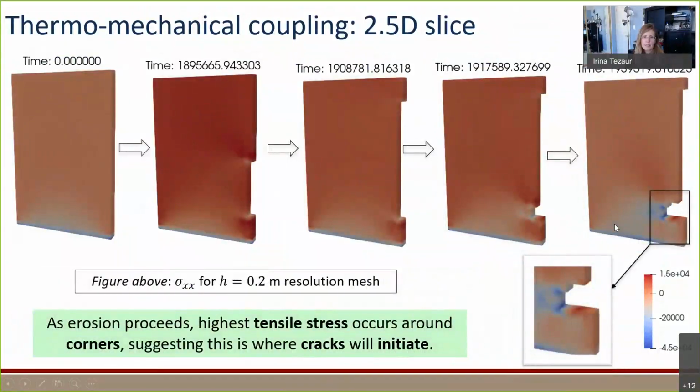This is showing the XX component of the Cauchy stress tensor. So what this basically shows you is where the failure is going to happen, where cracks are going to initiate. You can see that the highest stress is near the corners of this niche. So that tells you this is where we're going to have cracks. And again, this is consistent with what you would expect and what's actually observed.